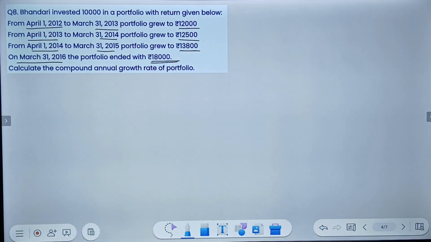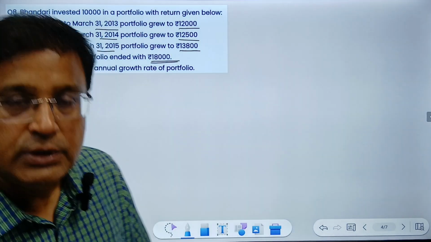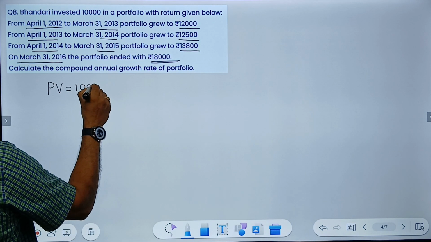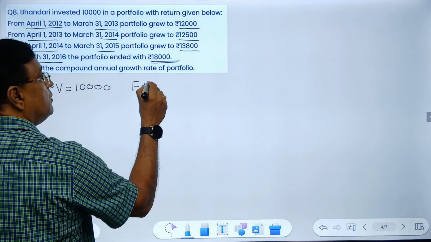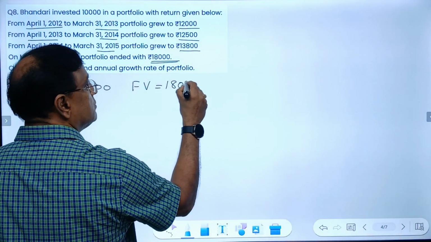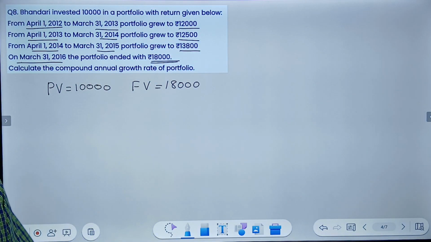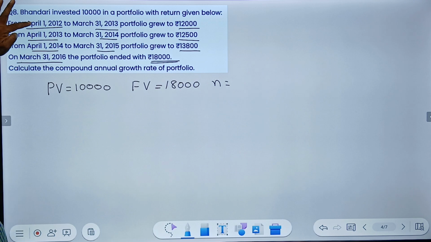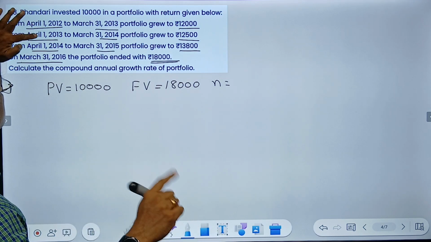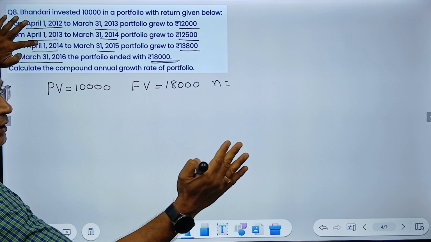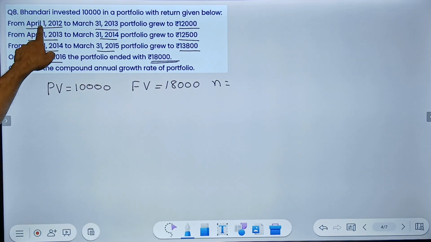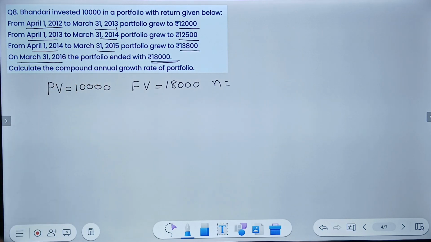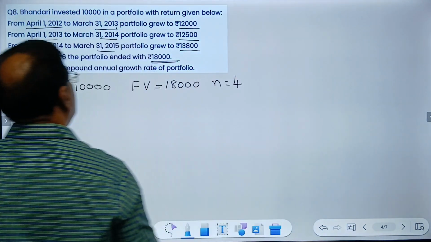Correct? So what is your initial value? Your initial value is 10,000. You have invested 10,000. So the present value is 10,000. And what is the future value? Future value is 18,000. Correct? Now what is n? Your number of years will be, see this, 1, 12 to 13, 13 to 14, 14 to 15, 15 to 16, 4 years. See, 1, 2, 3, from 15 to 16, it's 4 years. So n is 4. Now, what is the formula?